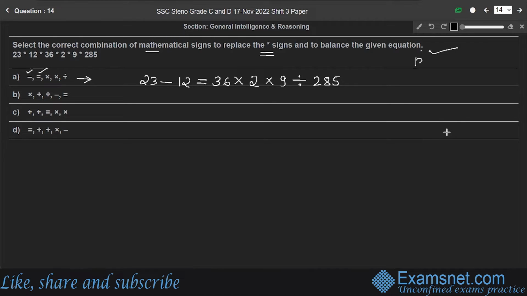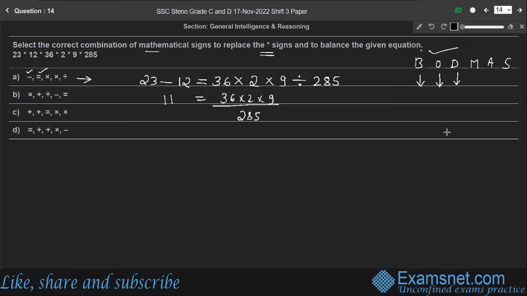To solve this, let us use the BODMAS rule. There is no bracket to remove, there is no of part, so let's start with the division. Since 23 minus 12 is 11, which is equal to 36 into 2 into 9, whole divided by 285.